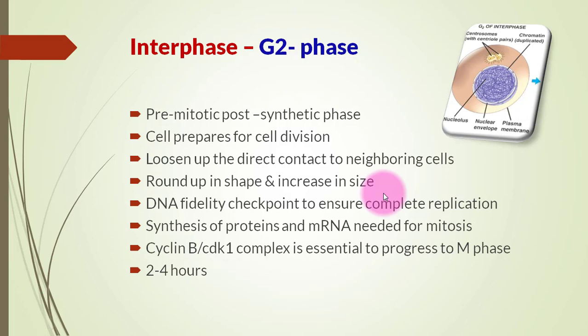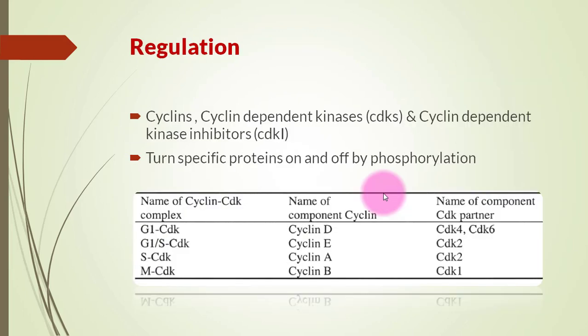So now we talked about the three phases of the interphase: the G1 phase, the S phase, and the G2 phase. I will not be talking about the M phase, because I will talk about it in a completely separate lecture, next lecture maybe. I will talk about mitosis and meiosis. Now I will go directly to the regulation of the cell cycle.